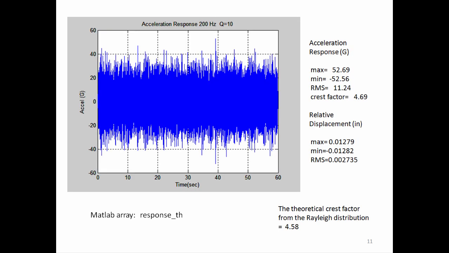Calculated the response in the time domain here. Now the crest factor came out a little bit higher here, 4.69, and I think the theoretical crest factor is actually supposed to be 4.47, so I think I need to go fix that slide. But nevertheless, in this case, the crest factor came out a little bit higher than we expected.